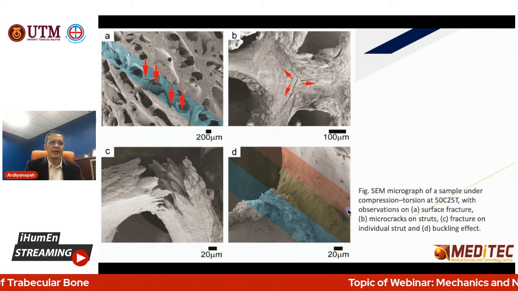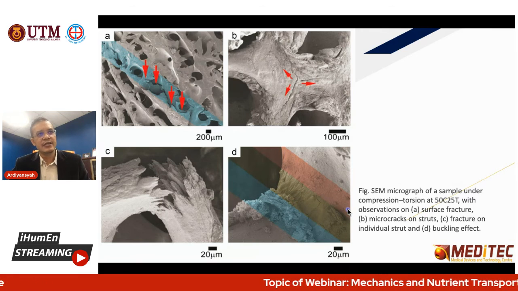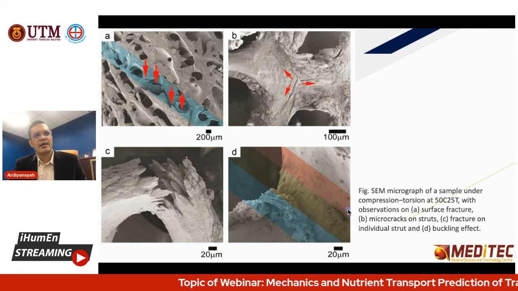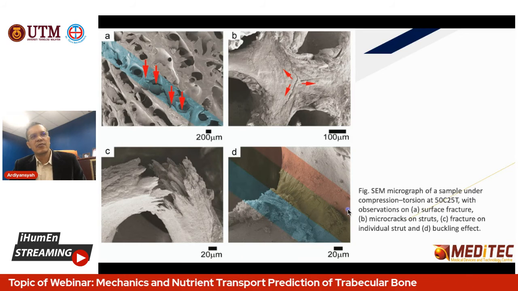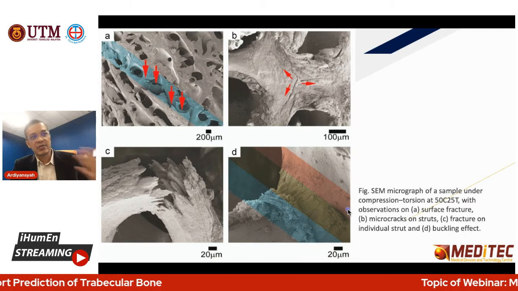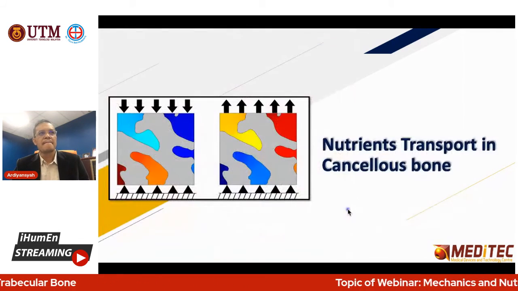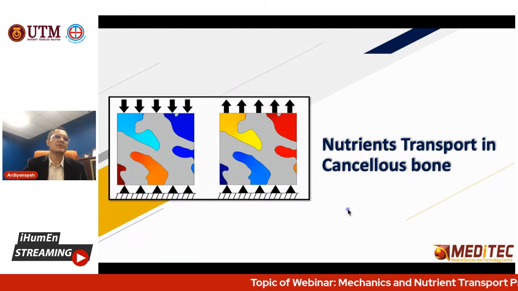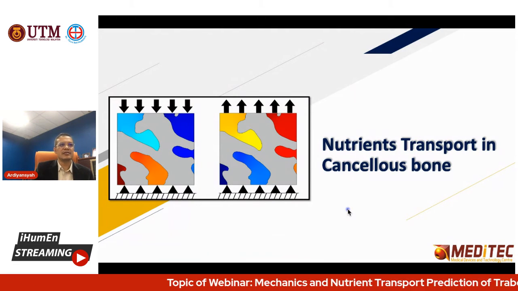So with all this technology, you can check the type of failure and everything. Then you know the detail of why the structure failed. Let's say with micro-CT it is easier. Okay, now I move to nutrient transport in cancellous bone.